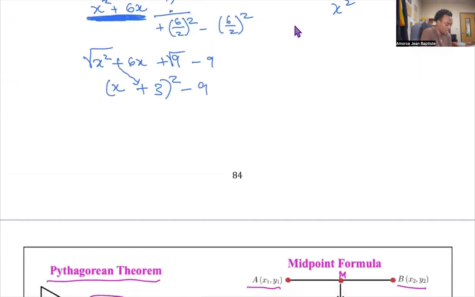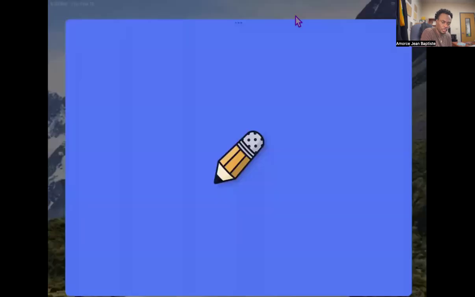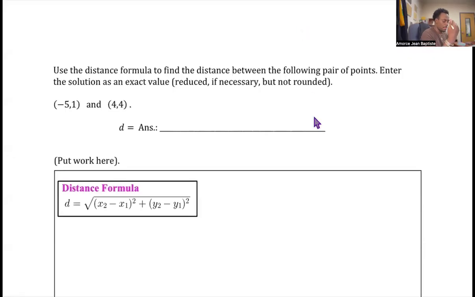So based on that, you can use the distance formula to solve our next example here. That is, use the distance formula to find the distance between the following pair of points. This is the pair of points. That means x1 equals negative 5, y1 is 1, x2 is 4, and y2 is 4.